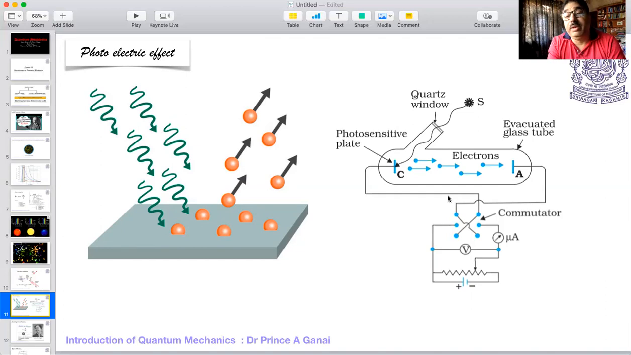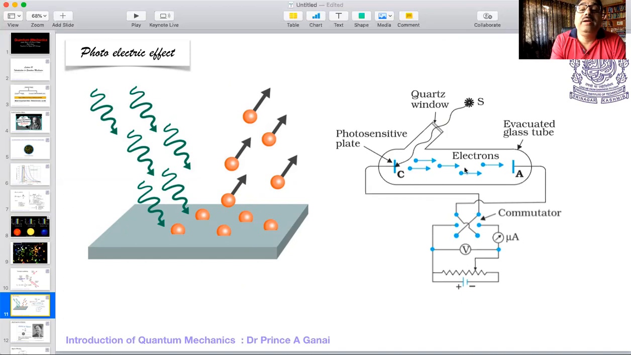So the experiment could be done in a controlled manner. We take a vacuum tube chamber, which is evacuated, with a photosensitive plate and a positive anode, and the light is allowed to fall on the photosensitive plate. Electrons absorb energy from the light and get emitted. These electrons move from cathode to anode, and the current that is established is called the anode current, and this can be controlled by controlling the voltage between cathode and anode.